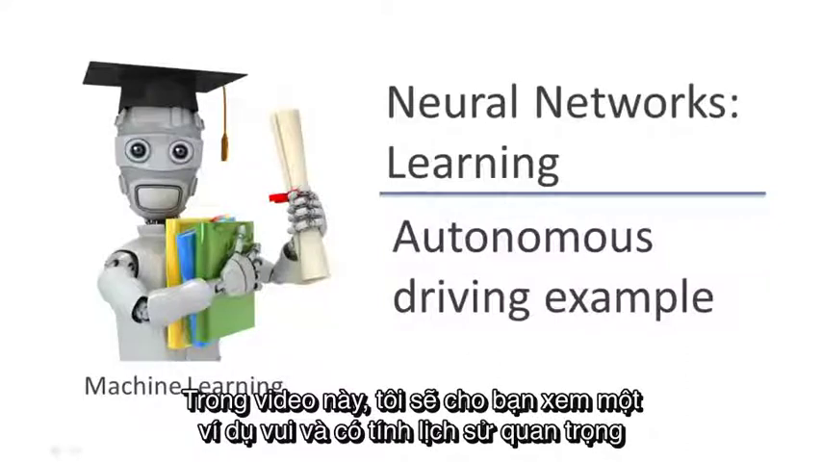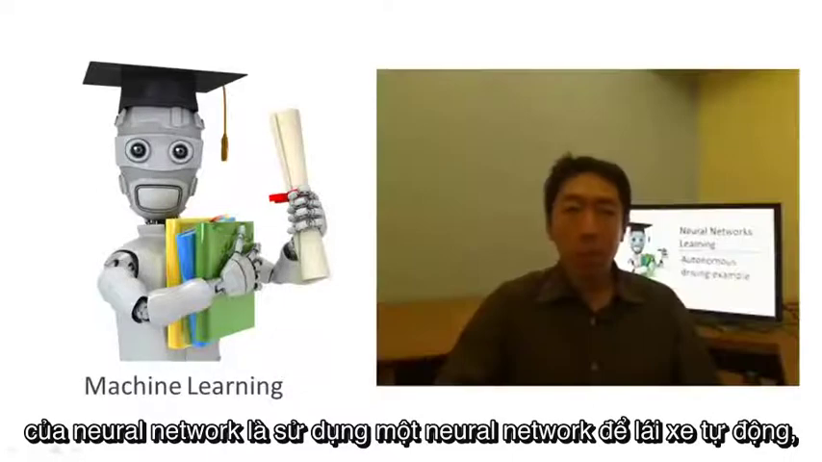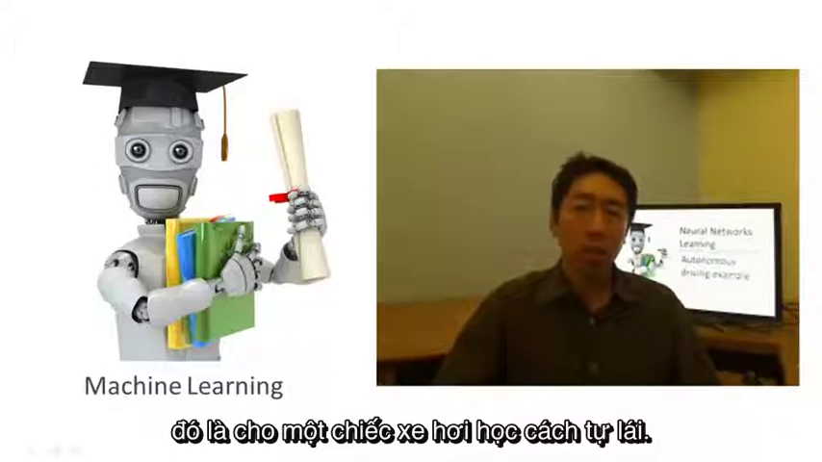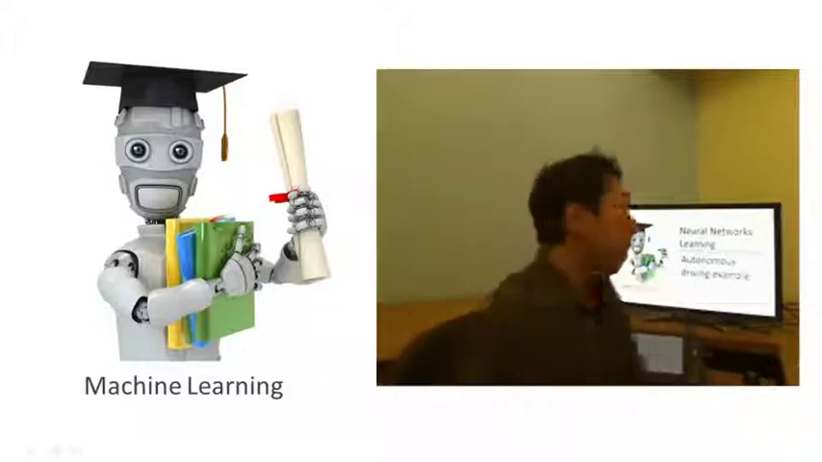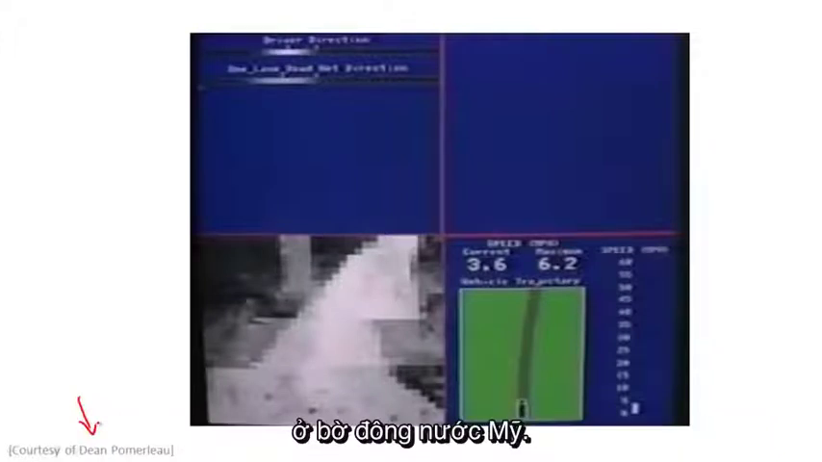In this video, I'd like to show you a fun and historically important example of neural network learning, of using a neural network for autonomous driving, that is, getting a car to learn to drive itself. The video that I'll show in a minute was something that I've gotten from Dean Pomeroy, who's a colleague who works out in Carnegie Mellon University out on the East Coast of the United States.